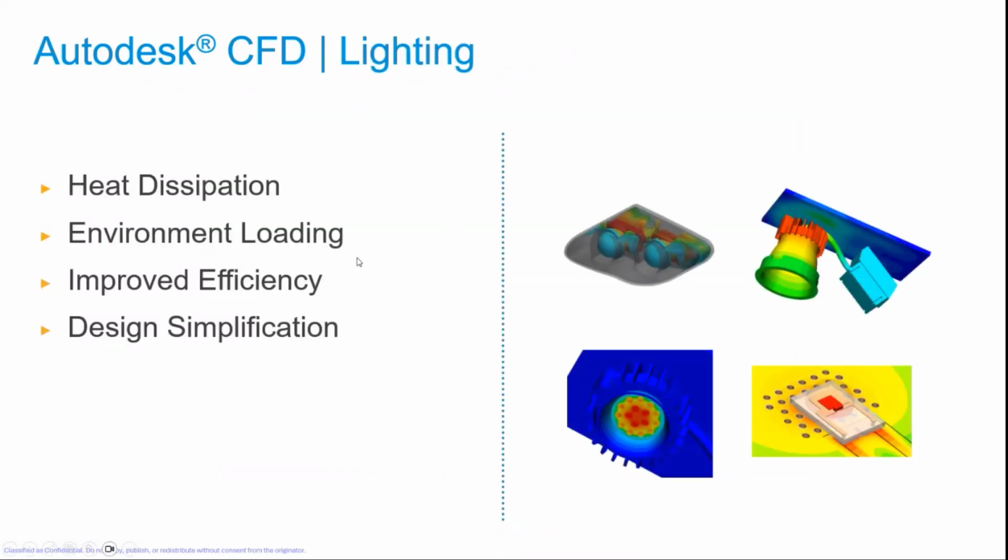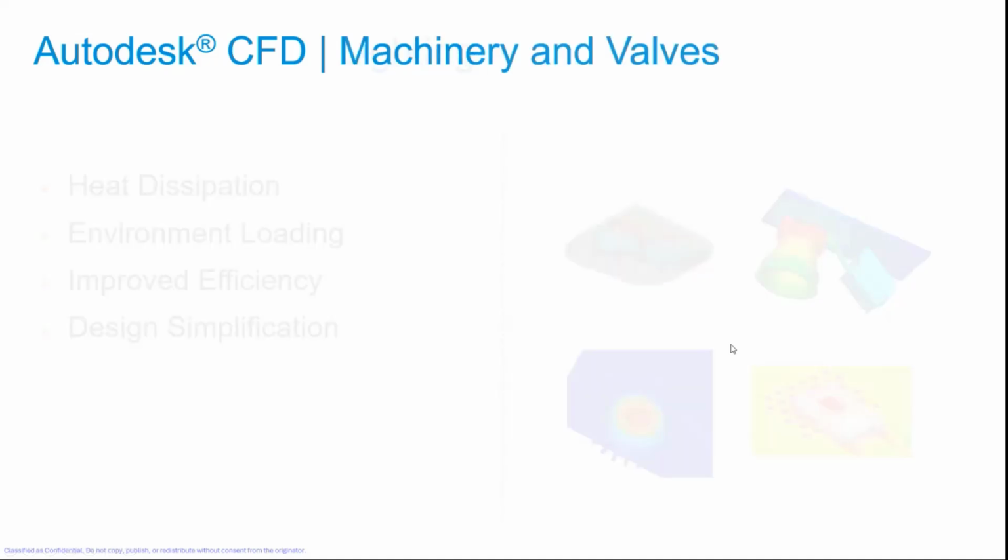And for the lighting, we focus on 4 areas as well: heat dissipation, environment loading, improved efficiency, design simplification. And on the right side is the example. We work with many manufacturers who do vehicle designs and have to design the lamp or the lighting, headlights, anything. They use our software to generate and solve the problem.